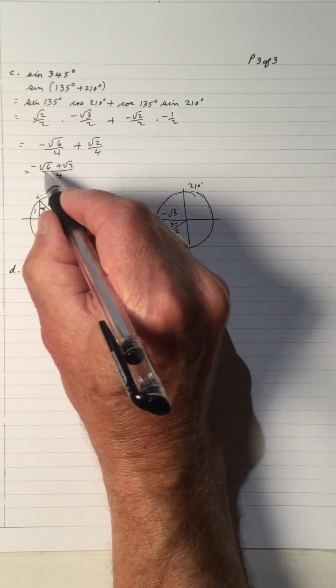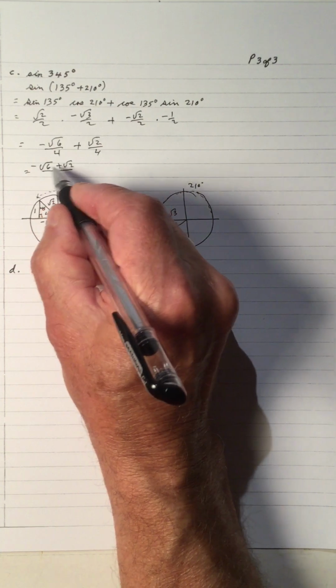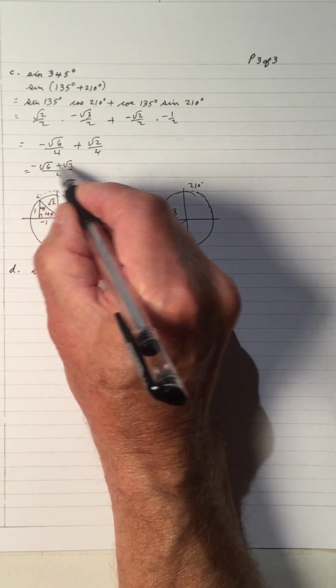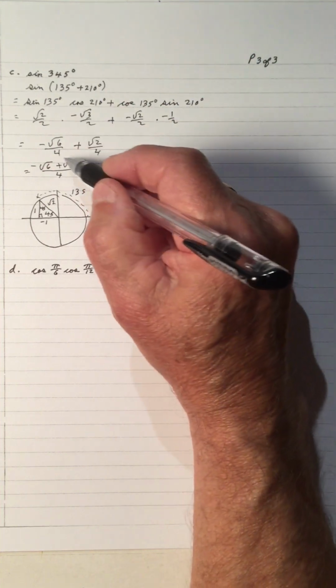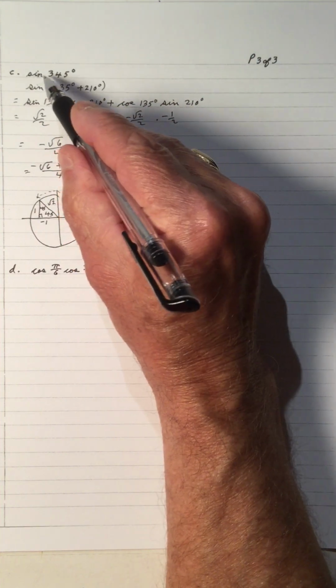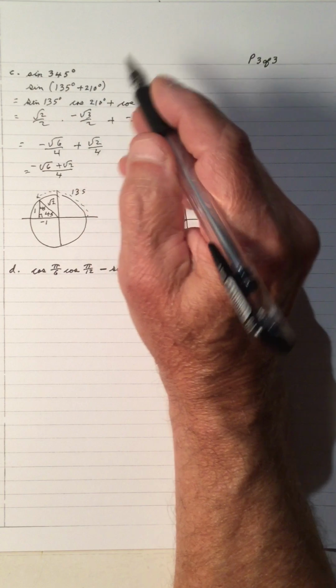Notice, again, I'm assuming that you know you can't add these radicals because they're not the same. So that's the exact value. And if you convert this to a decimal and did the sine of 345 as a decimal, you should have the same answer.